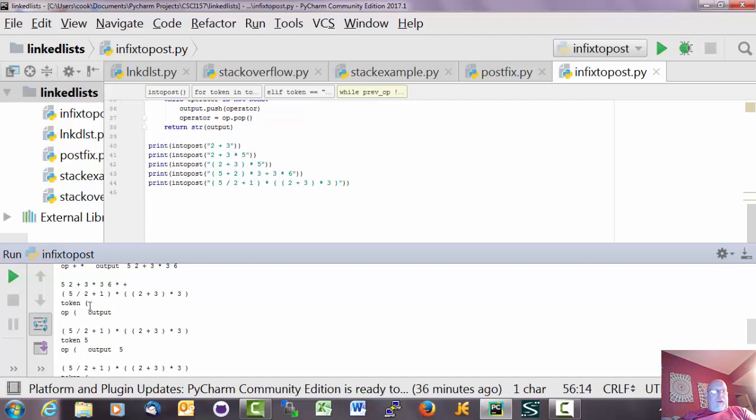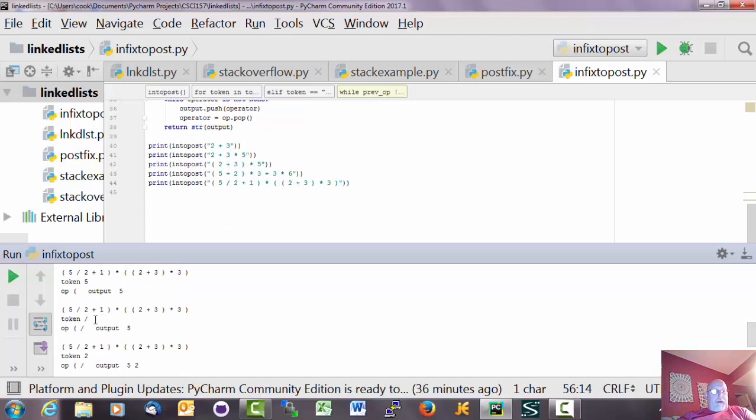Alright, first token's a parentheses, goes on the operator stack. Then a 5, it goes on the output stack. Then we have a division sign. Division sign goes on to the operator stack. Then we have a 2, that's a number, it goes on the output stack.